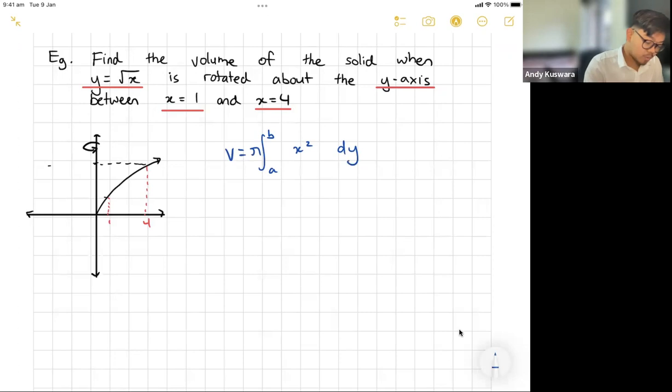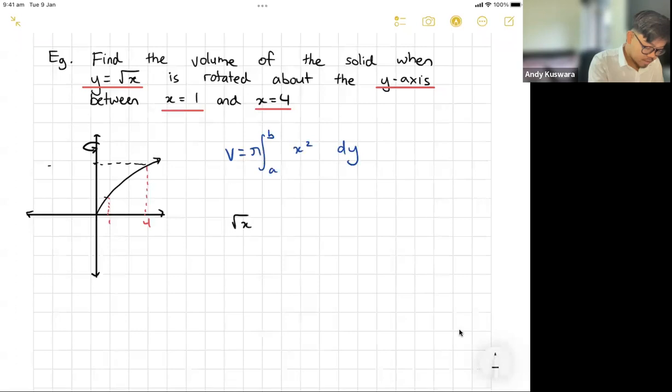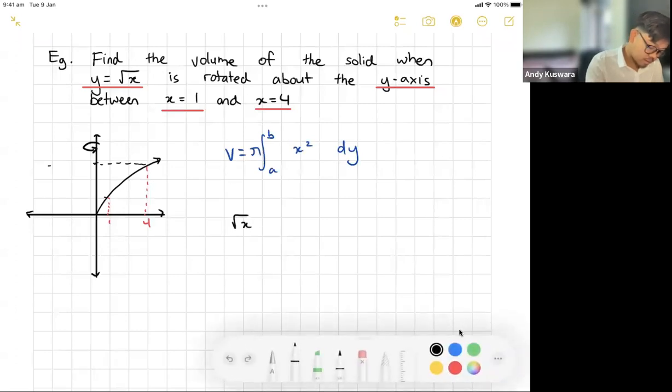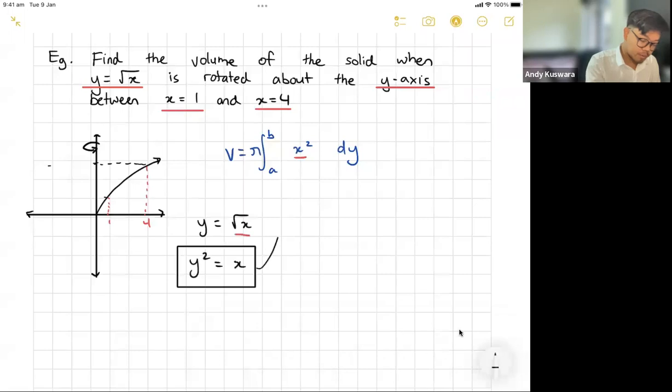Now, let's substitute what I do know. I need x squared first of all. If I take a look here, y equals the square root of x. Now, what I need here is an x squared. So what I will need to do is find an expression that works a little bit more nicely for me. If I square both sides here, I have x equals y squared. Now, so far, so good.